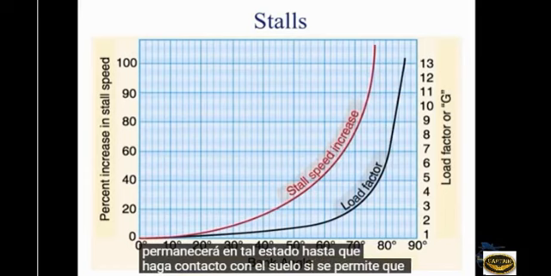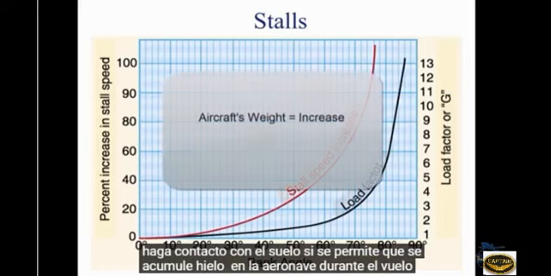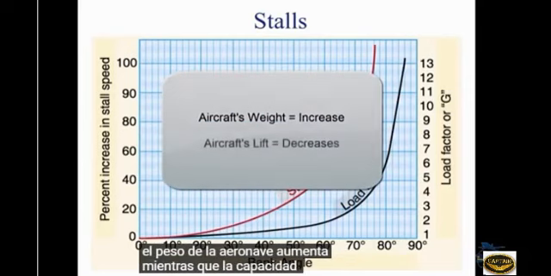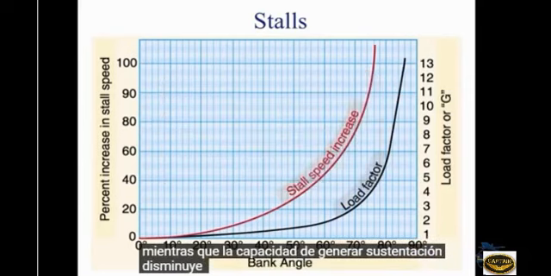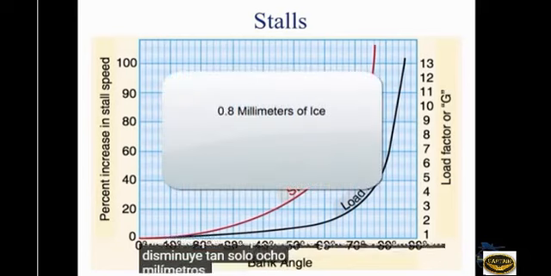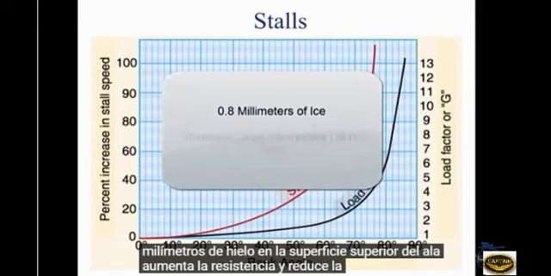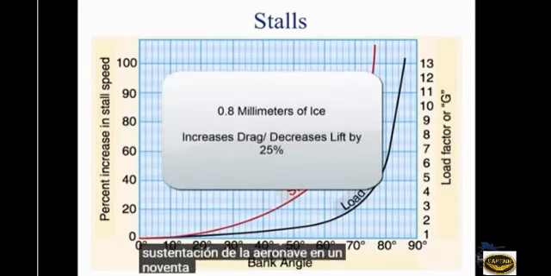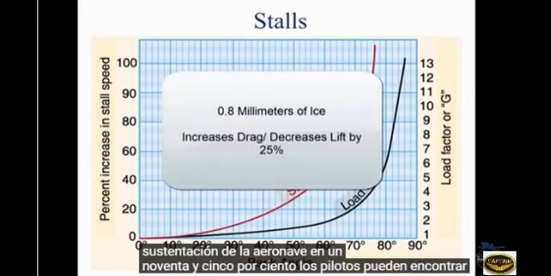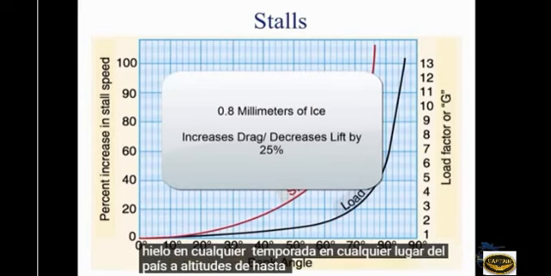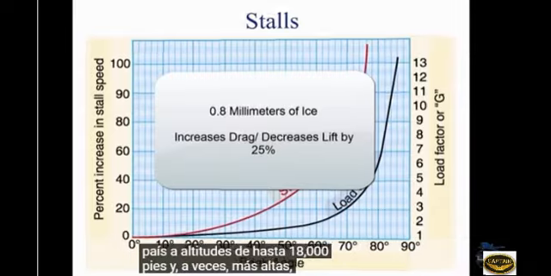If ice is allowed to accumulate on the aircraft during flight, the weight of the aircraft is increased, while the ability to generate lift is decreased. As little as 0.8 millimeters of ice on the upper wing surface increases drag and reduces aircraft lift by 25%. Pilots can encounter icing in any season, anywhere in the country, at altitudes of up to 18,000 feet and sometimes higher.